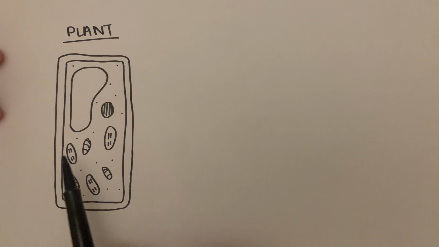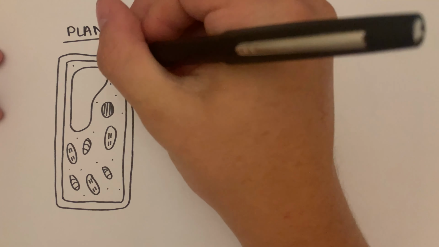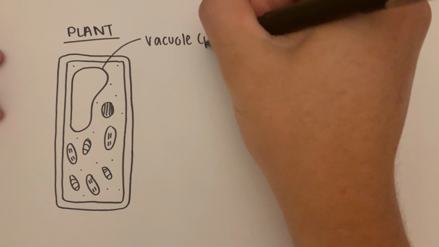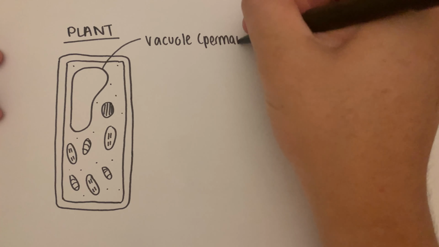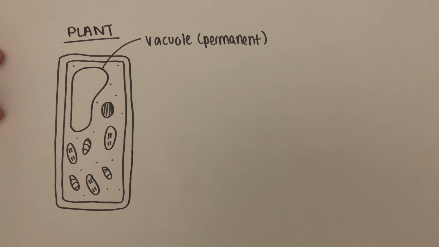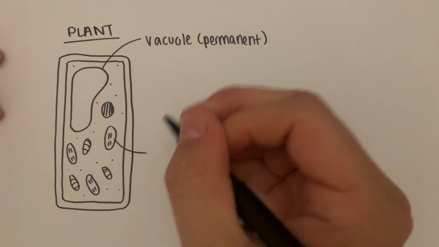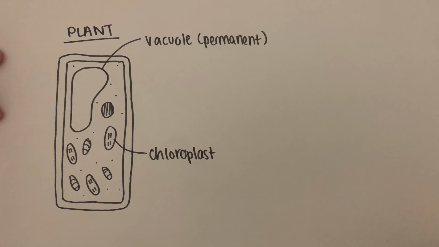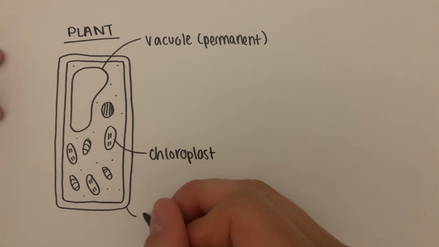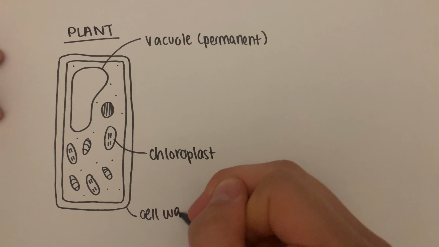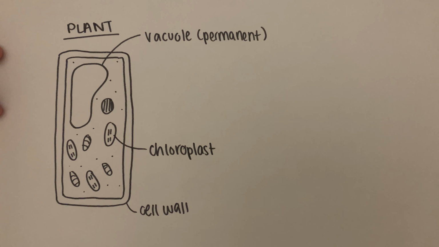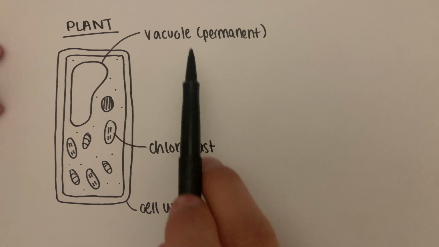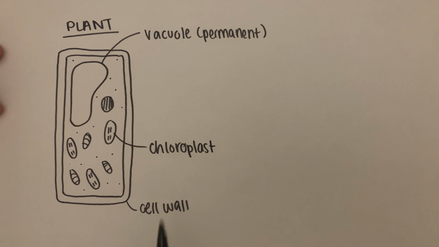but obviously there are some differences, as you can see. So I'm going to point out the differences first. A plant cell contains a vacuole, and this vacuole is permanent. It also contains chloroplast, and then a plant cell also contains a cell wall. So these are all differences that plant cells have to an animal cell. An animal cell does not have a permanent vacuole, chloroplast, or a cell wall.